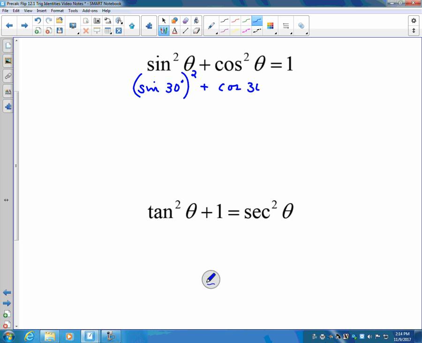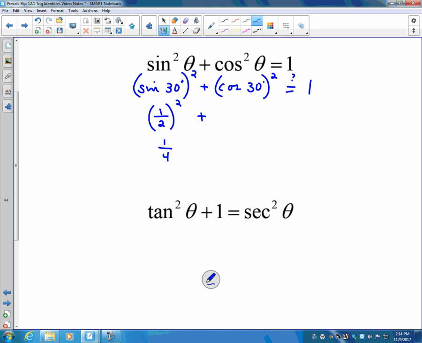plus the cosine of 30 degrees squared. Would that in fact equal 1? Well, yes, it would. No matter what value I put in for theta, it would work. What's the sine of 30 degrees? 1/2. What's 1/2 squared? 1/4.